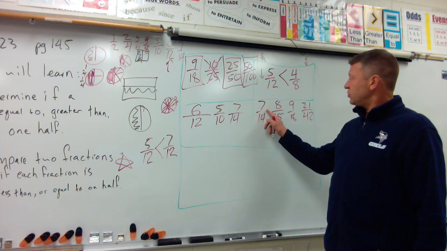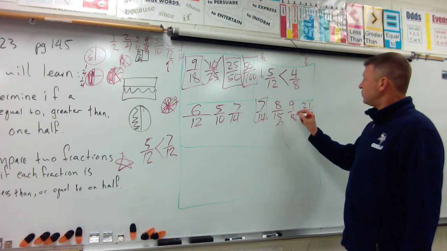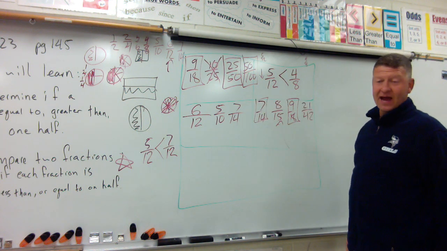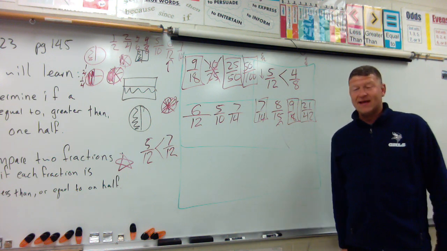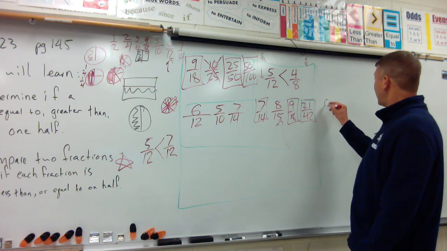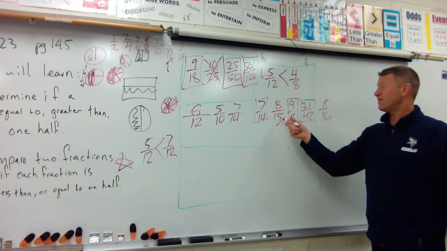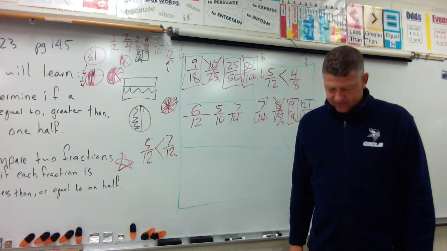What's 7 times 2? 14, that's a half. What's 9 times 2? 18, that's a half. What's 21 times 2? 42, that's a half. What's 8 times 2? It's actually 16. So if we want an 8, it would have to be 8/16. And so this one here is not a half.